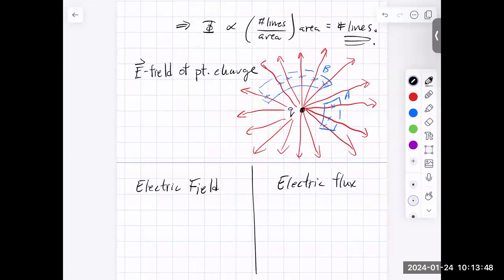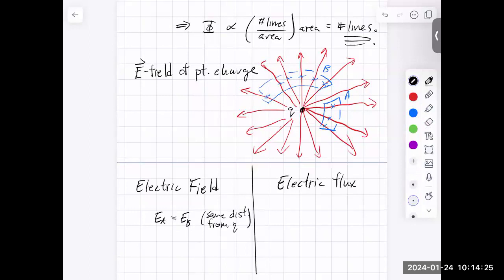Let's think of a point charge. The electric field of a point charge is Coulomb's constant times Q divided by R squared. If we're the same distance from Q, how does the electric field compare at A and B? They're the same, right? The electric field at A is equal to the electric field at B because we are the same distance from Q, or we could say that the number of lines per unit area is the same for those two surfaces.